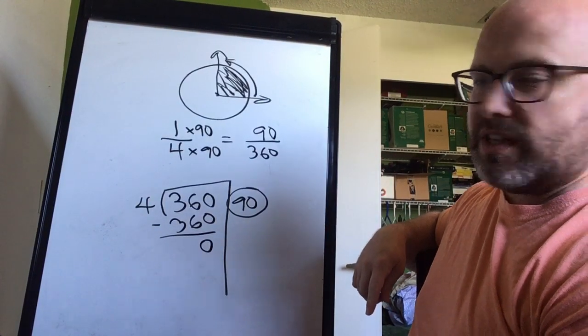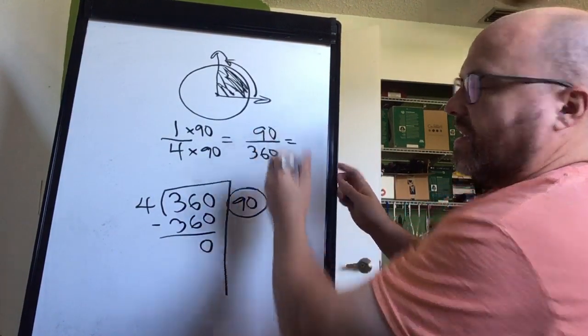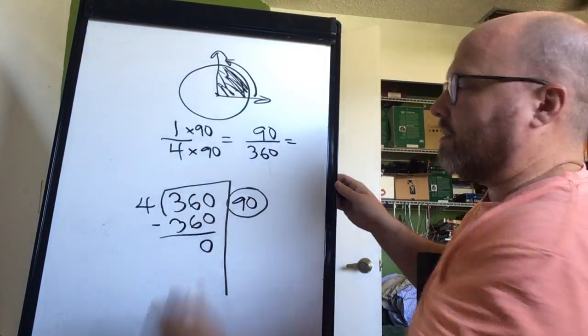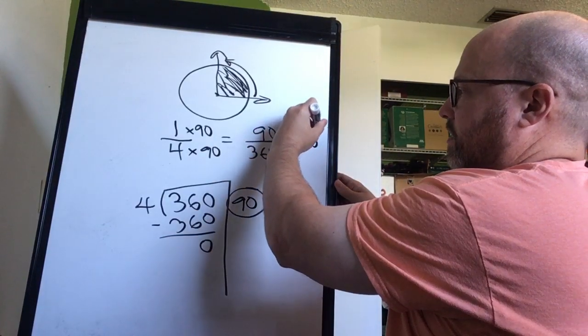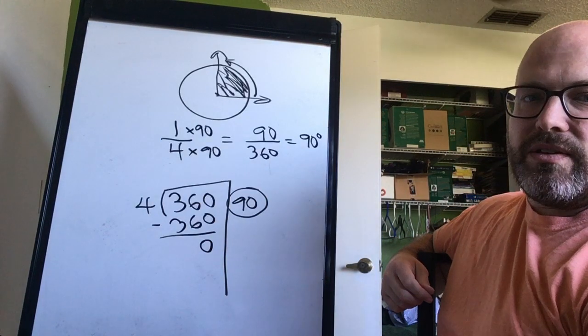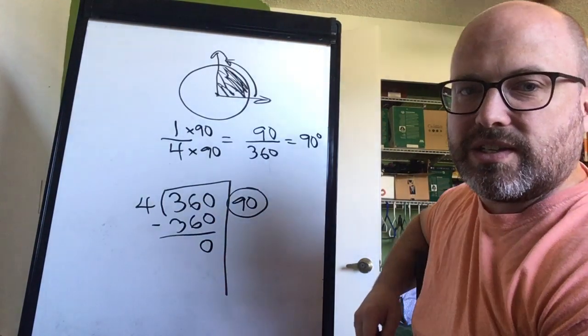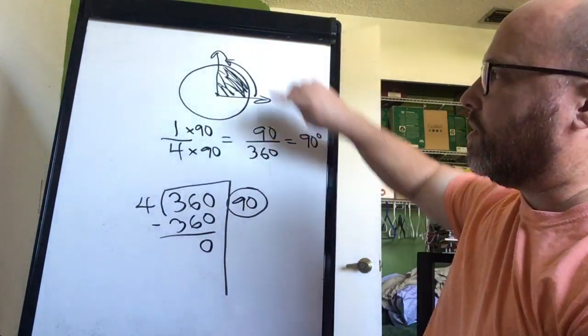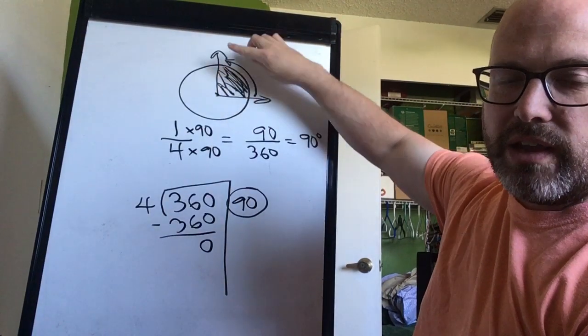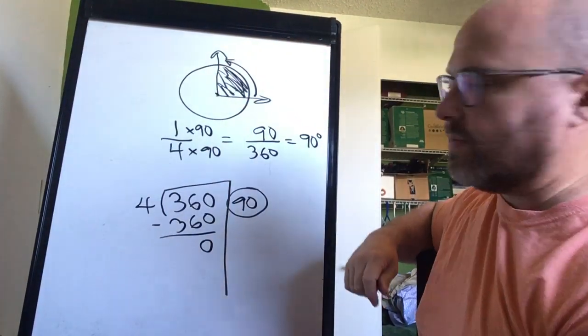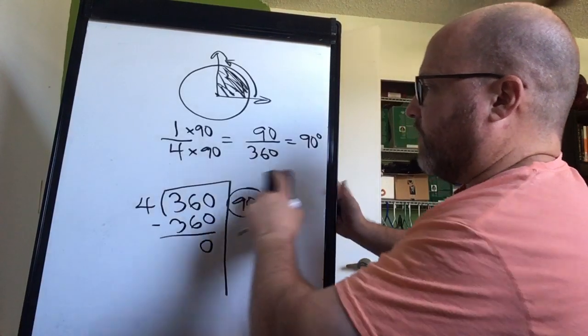We can take this one step further because each 360th is a degree, which means that 90 360ths is the same as 90 degrees. And 1/4 of a turn is a right angle that is 90 degrees. All right, let's take a different fraction.